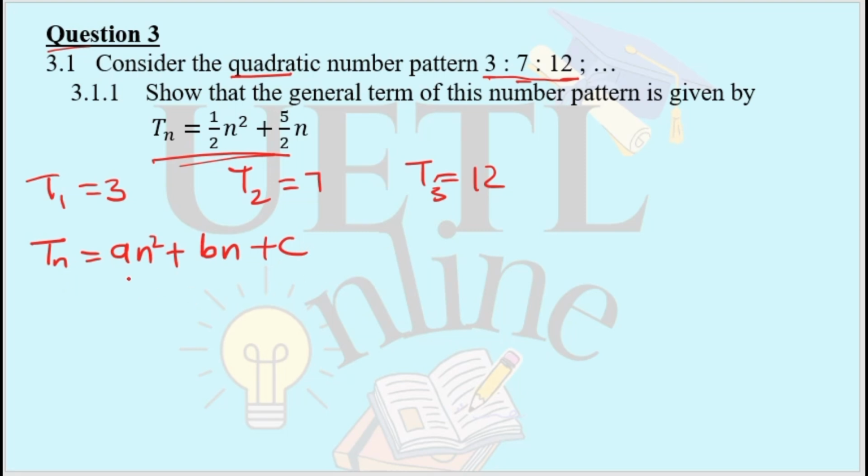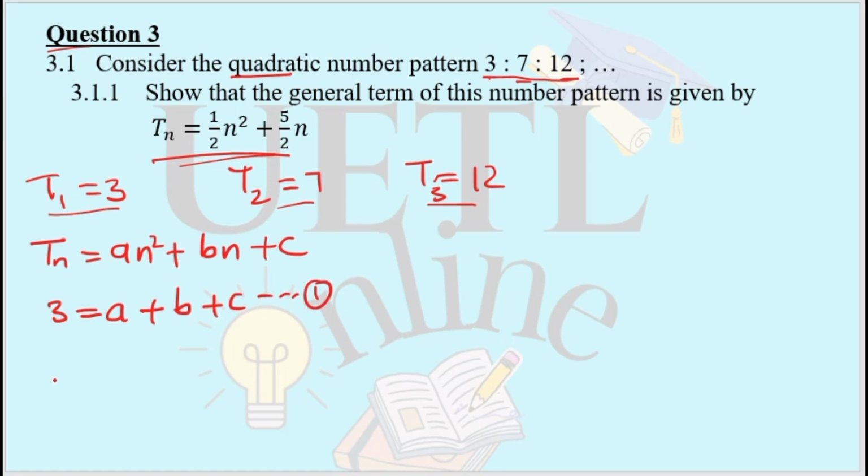We are going to substitute these values so that we can create our 3 equations. Let's substitute for 3 first. It becomes 3 equals, since this is term 1, we substitute 1 here. So a times 1 squared is a, plus 1 times b, plus c. This will be our equation 1.